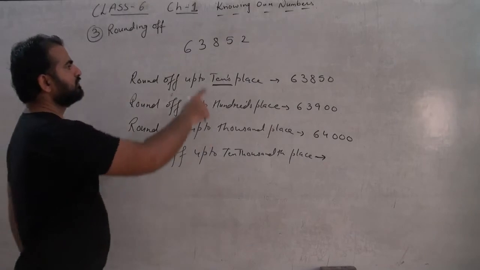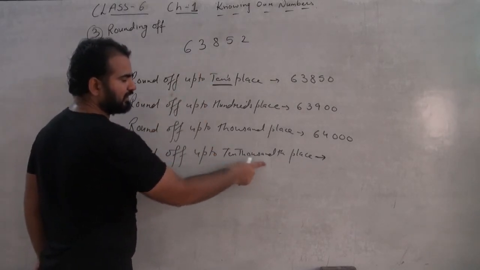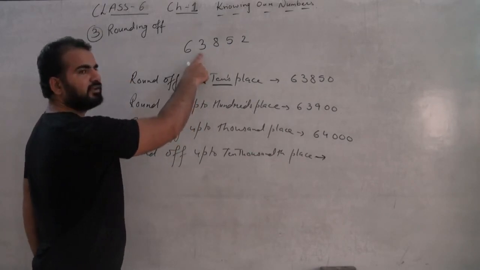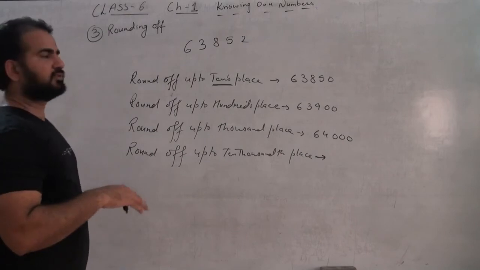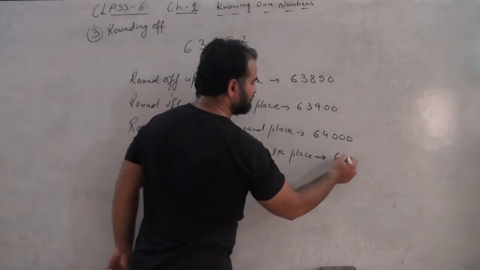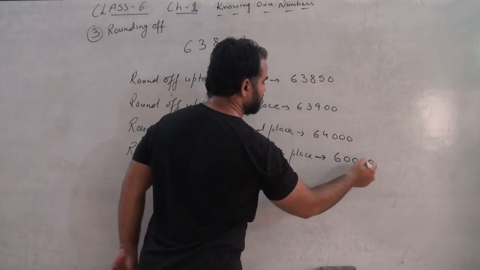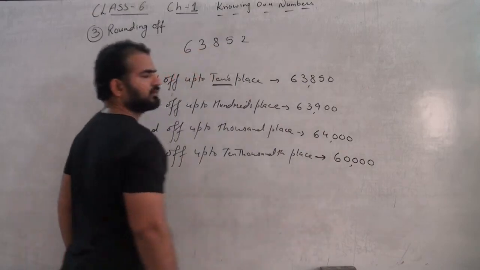Okay. Now, what you have to do is take a look at rounding off at the 10,000 place. So we have to take a look at the 1000th place. And at the 1000th place it is 3. So there will be no change at the 1000th place. So it will be 6, 0, 0, 0, 0. Answer will be 60,000. Okay, class.